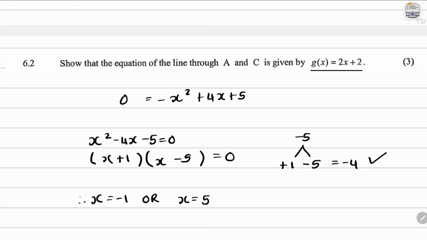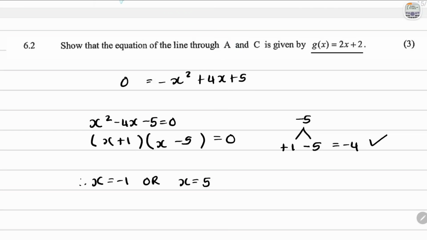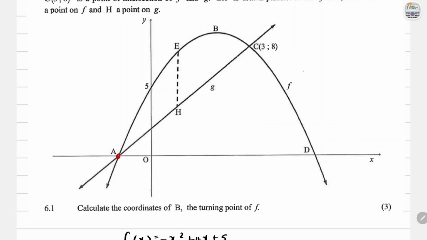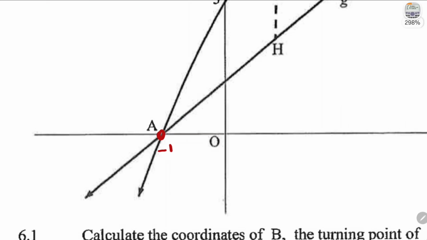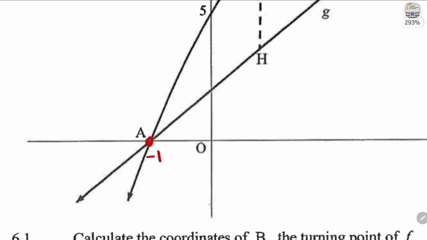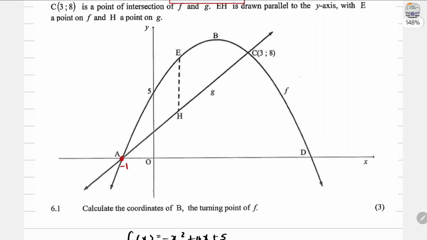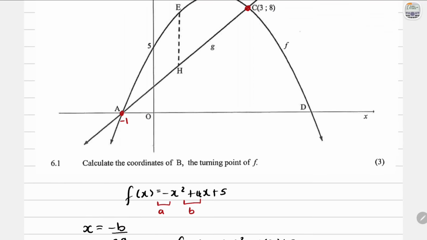Okay, now we need to find A, right? We're not looking for the other one, just A. So which one would be A, negative 1 or positive 5? It would be negative 1, because you see where A is? It is on the negative part of the x-axis. So the coordinates, because it's an x-intercept, it will be negative 1 and 0. So we already know what that is, negative 1 and 0. And we can use these 2 points now to find the equation of this line G.